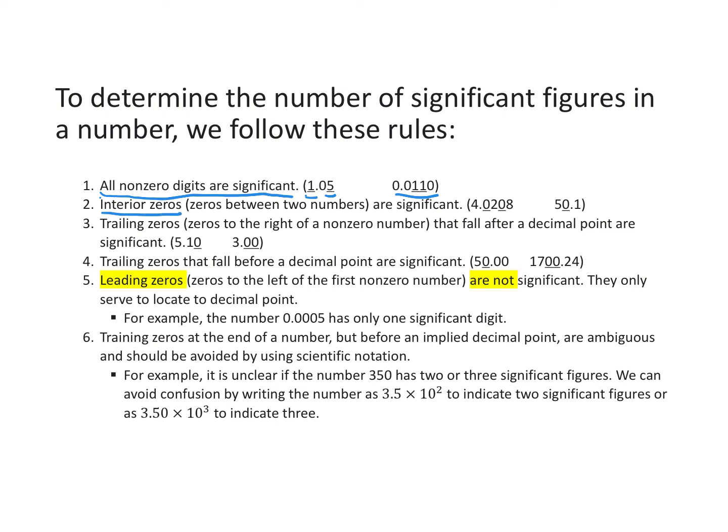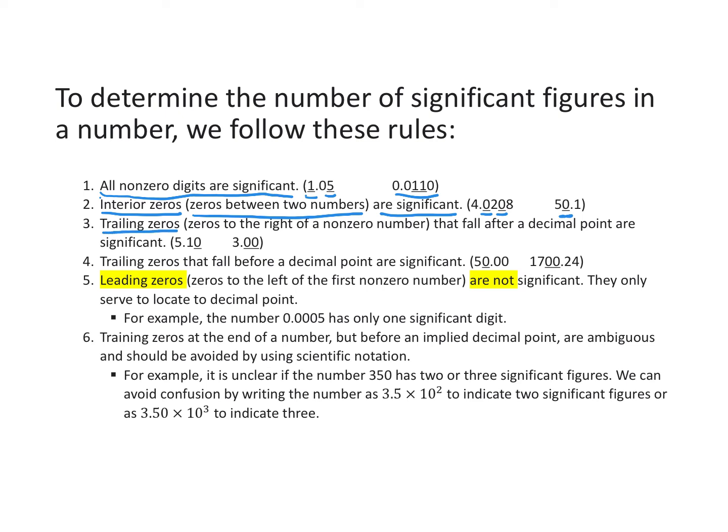Interior zeros, so what are they? Zeros between two numbers are significant. For instance, if I have 4.0208, these two zeros, the zeros between two numbers, are significant. Or 50.1. Again, the 0 is between two non-zero digits. So the zeros between two numbers, or interior zeros, are significant. Is that clear?